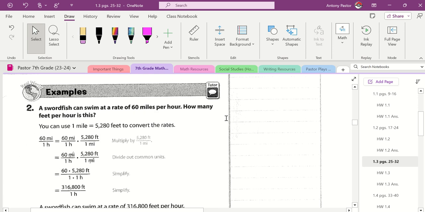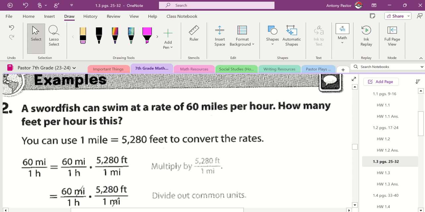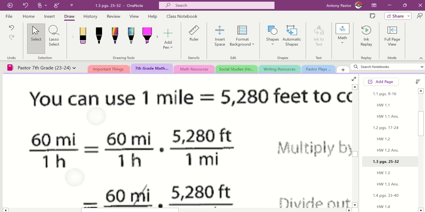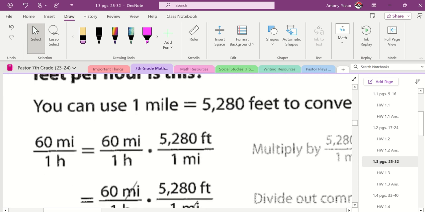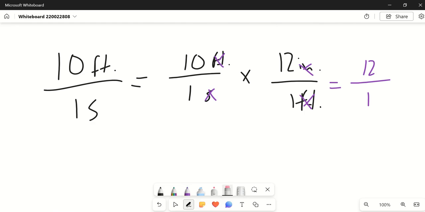Again, I understand it seems a little bit contrived, but bear with me. A swordfish can swim at a rate of 60 miles per hour. How many feet per hour is this? So again, we start with our unit rate, 60 miles per 1 hour. Now I'm going to go ahead and do this on the board with you.